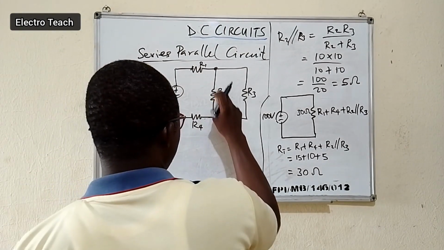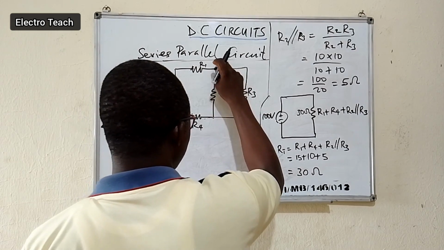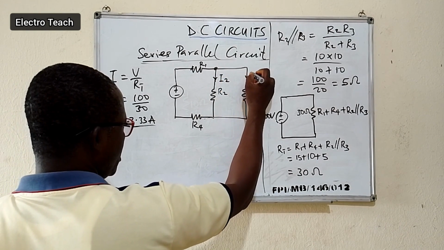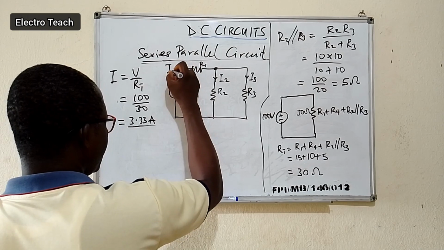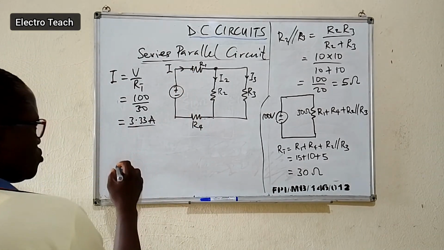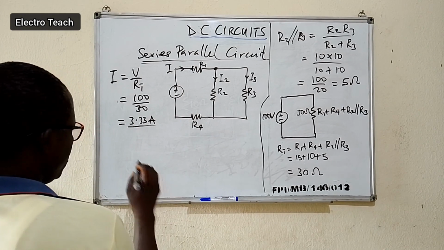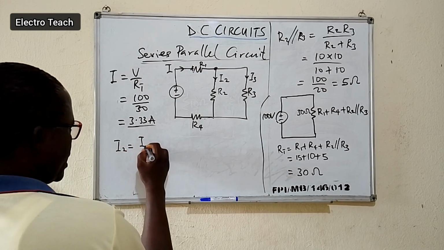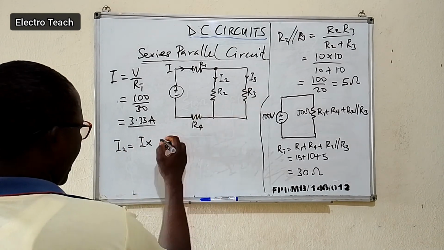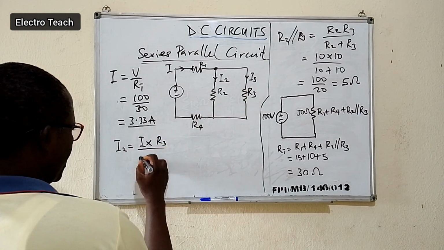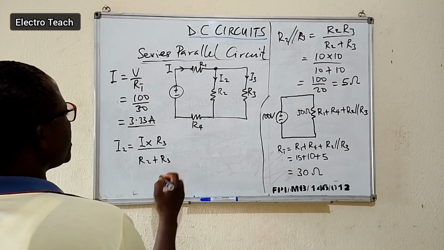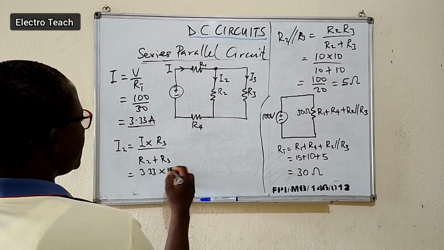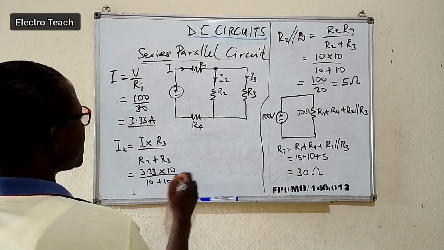But this current is divided into two at this junction. So we need to determine the current in this branch. Let's call it I2, and this is I3, and the total current I is here. So I2, we can use a current divider rule to determine I2. I2 equals I total multiplied by R3 divided by R2 plus R3. And that gives us 3.33 times 10 divided by 10 plus 10.